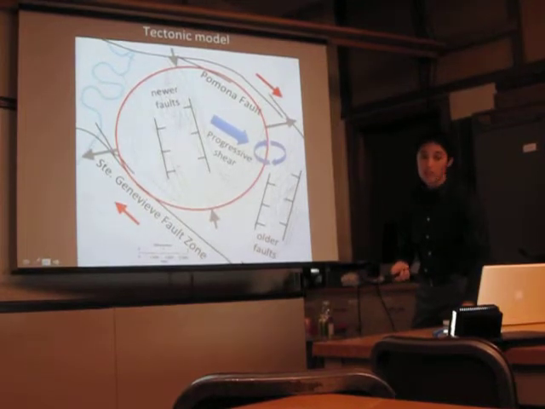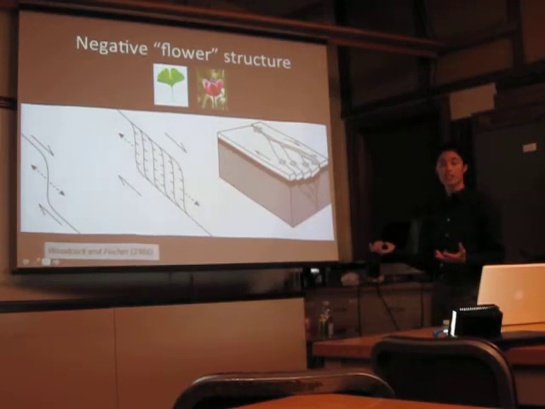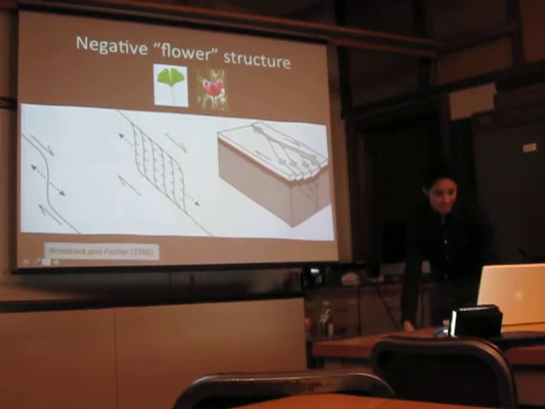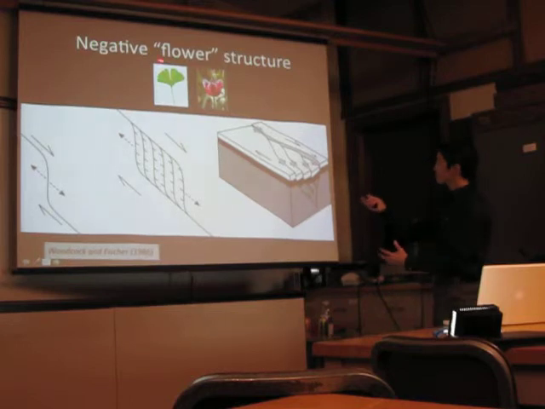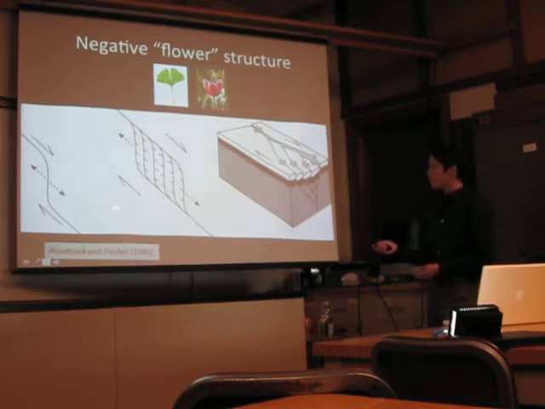So now I'll show you a simplified block model to reiterate my point about these negative flower structures. So here's an idealized model by Woodcock and Fisher. The negative, of course, means dropping down in elevation, and the flower part is from the shape of these in cross-section. That's how they derived the name. And so they show this type of structure forming along a bend in a strike-slip fault.